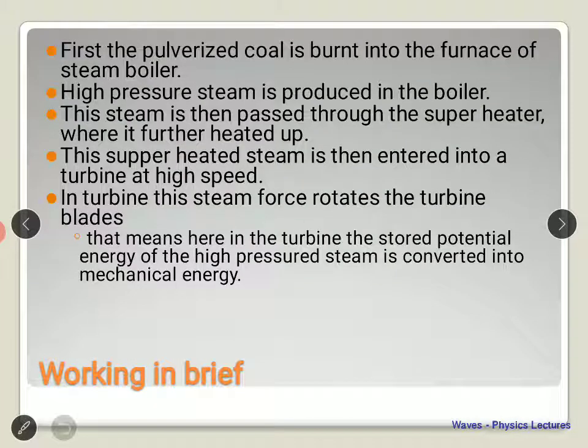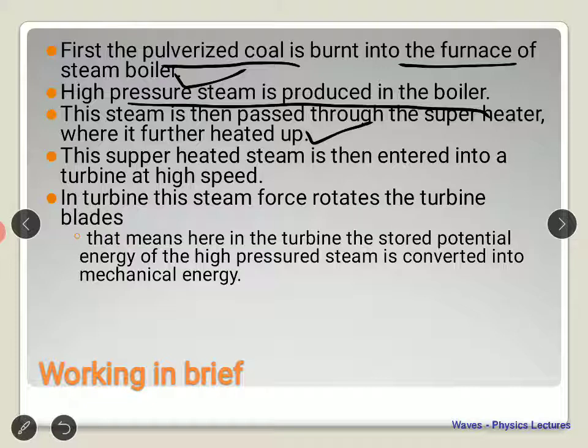So let's get back to the topic, and let's try to understand how a thermal power plant works in brief. The first point is, we will take coal and generate heat in the furnace, which has the steam boiler attached to it. Then high pressure steam is produced in the boiler. Simple. And then this steam is passed through the superheater, where it is further heated up.